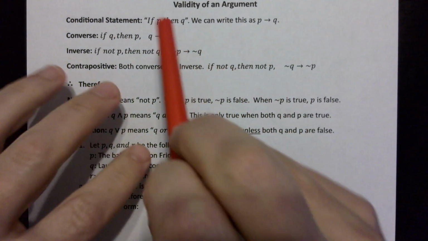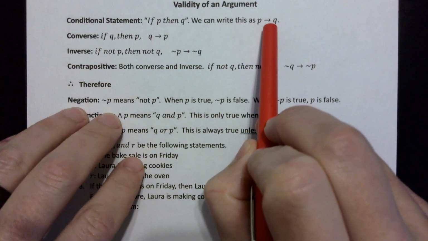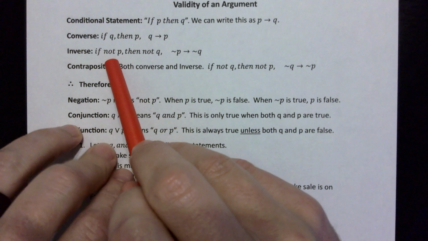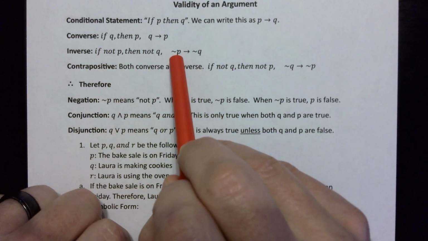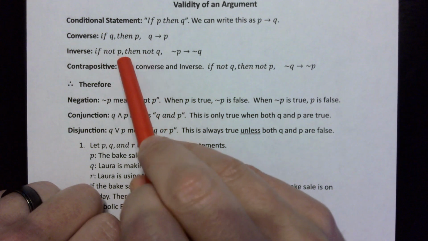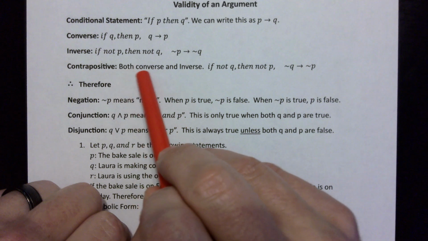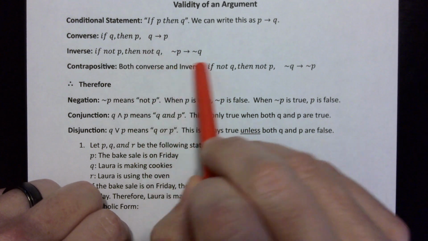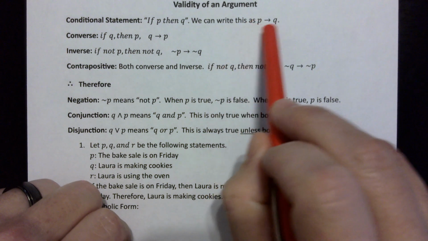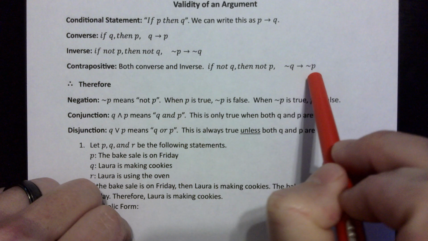Conditional statement: if P, then Q, and this is how you write it with the arrow. The converse is the opposite order, so if Q, then P. The inverse is the opposite result, so if not P, then not Q. The contrapositive is the combination of the converse and inverse. It changes the order and puts a not in front. So instead of if P, then Q, it changes to if not Q, then not P.